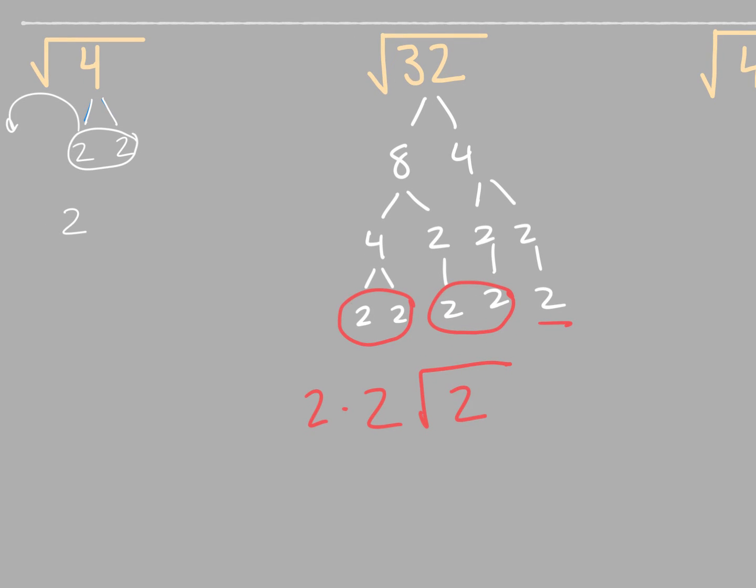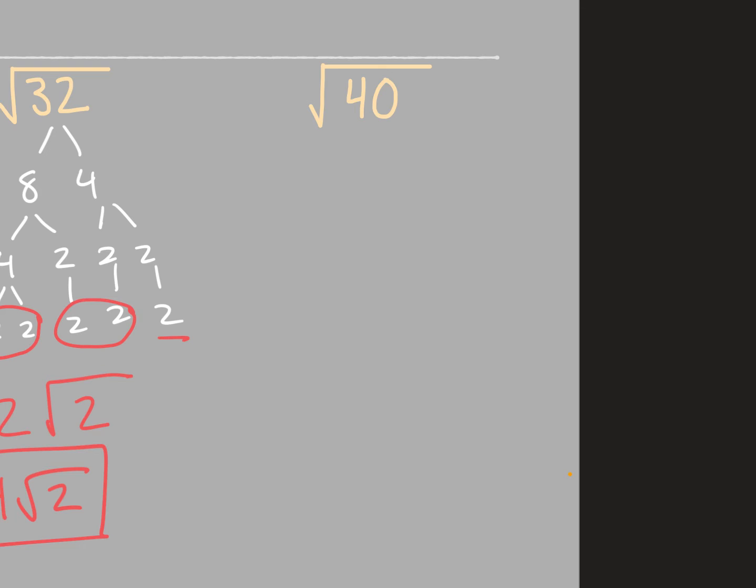And then last thing, what's 2 times 2? 4. So it's 4 square root 2. What are 2 factors of 40? 10 and 4. Now it doesn't matter which factors you list because you're going to break it down anyway. So if you wanted to say 20 and 2, that works. It doesn't matter what factors you start out with.